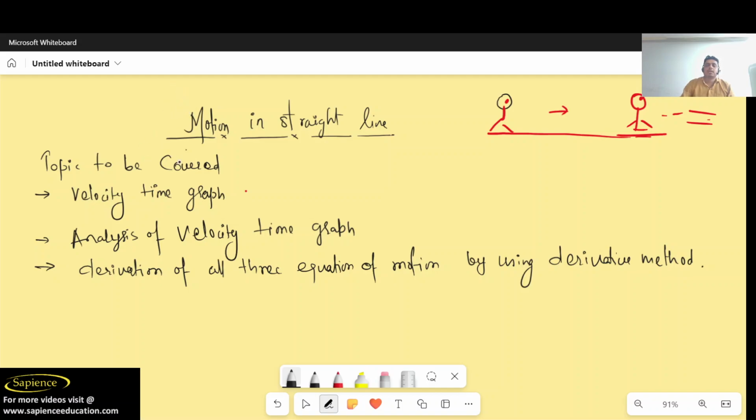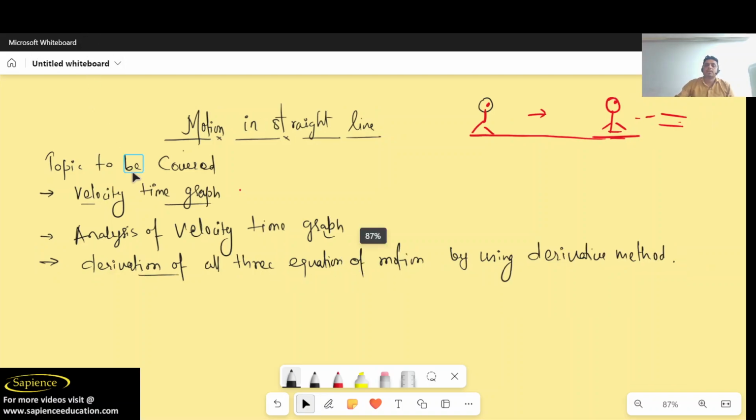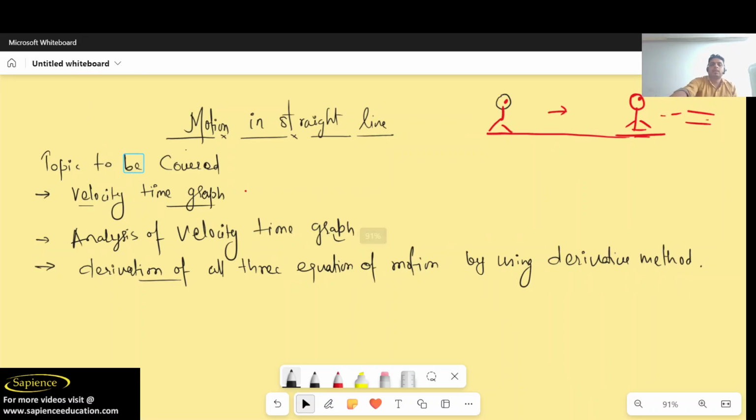So, motion in a straight line. There are three topics I will be covering in this part: the velocity time graph, then I will analyze the velocity time graph, and then I will derive all three equations of motion by using the derivative method. First of all, I will discuss the velocity time graph.